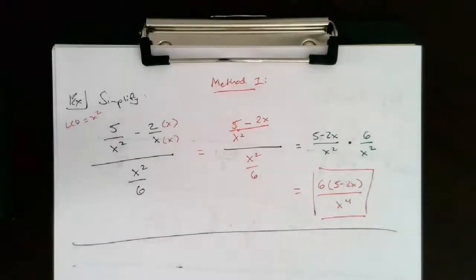If you distributed the 6 in, that's not a big deal, but you would always want to try to factor it to see if it cancels out at all.